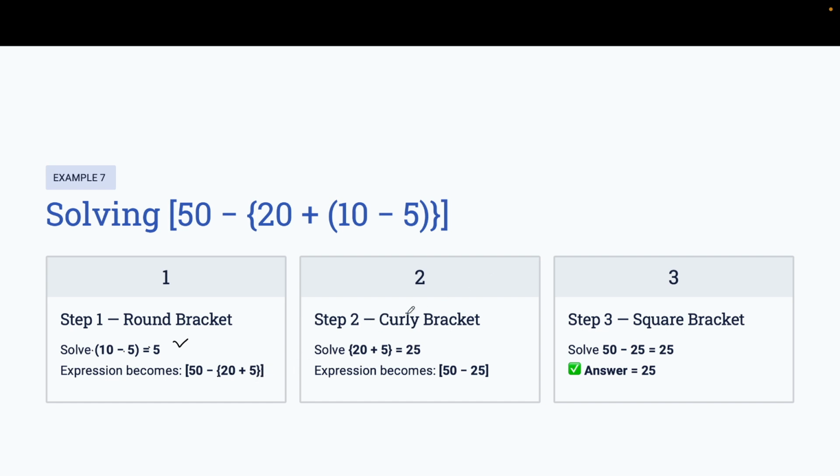Then step 2 is curly brackets. Solve the curly bracket, which means 20 plus 5. 20 plus 5 is equal to 25. Then the expression becomes square bracket 50 minus 25, square bracket closed. Now step 3 is the square bracket. So solve 50 minus 25 is equal to 25. Your answer is 25. Clear?